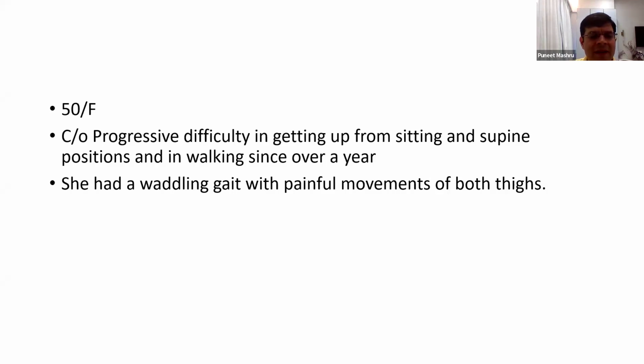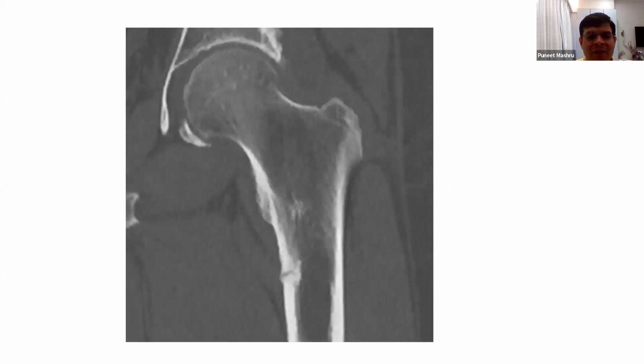This is a 50-year-old female. Next case, 50-year-old female, progressive difficulty in sitting, getting up from the supine position, difficulty in walking since over a year. She had a waddling gait, painful movements in both the thighs. And you can see that this patient has a fracture here, and this is a pseudo fracture.